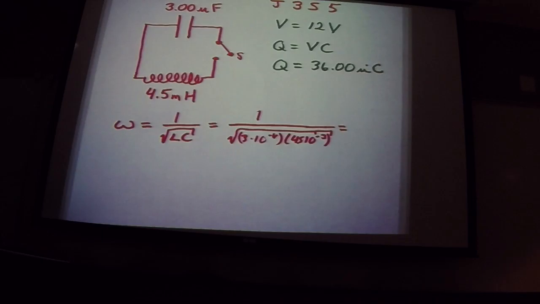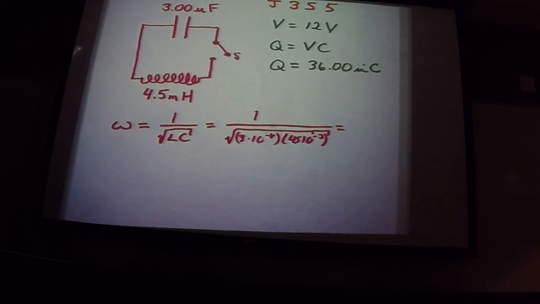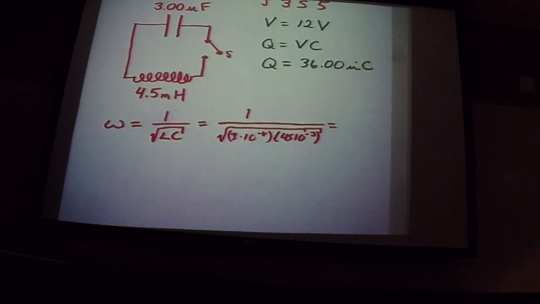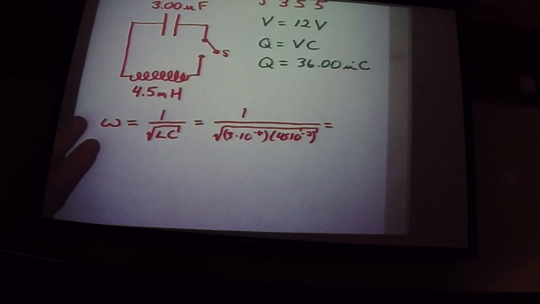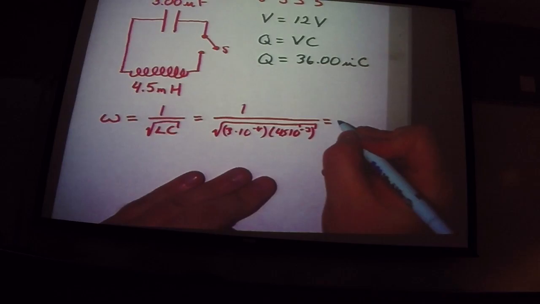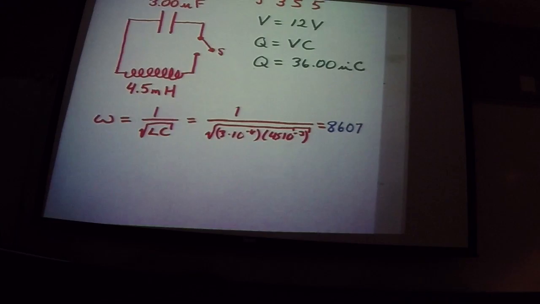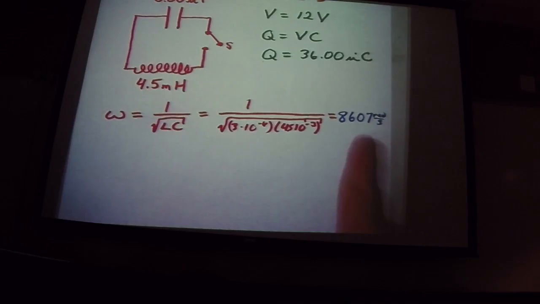So if somebody would do that, tell me what you get for the angular frequency here. Thought you weren't going to have to use your calculator today. Come on, dude. Or 8607, I guess. Units of that, by the way? Radians per second.